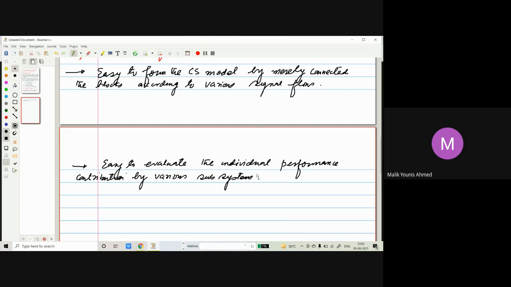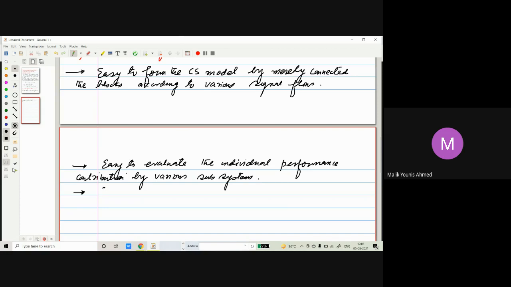We can have numerous subsystems in the control system. If a control system engineer wants, he can take an individual subsystem block and see its individual performance, how to analyze it, how to modify it, and how to improve its performance. He can do it individually and take up all the individual blocks. Next is easy to assess the overall control system performance.